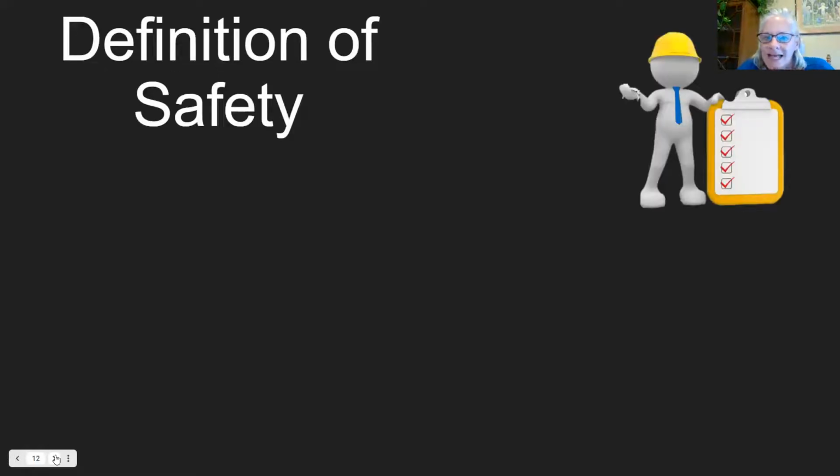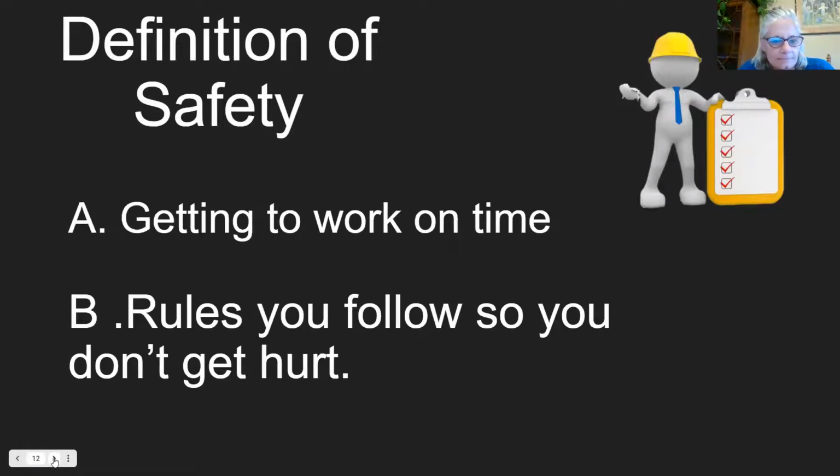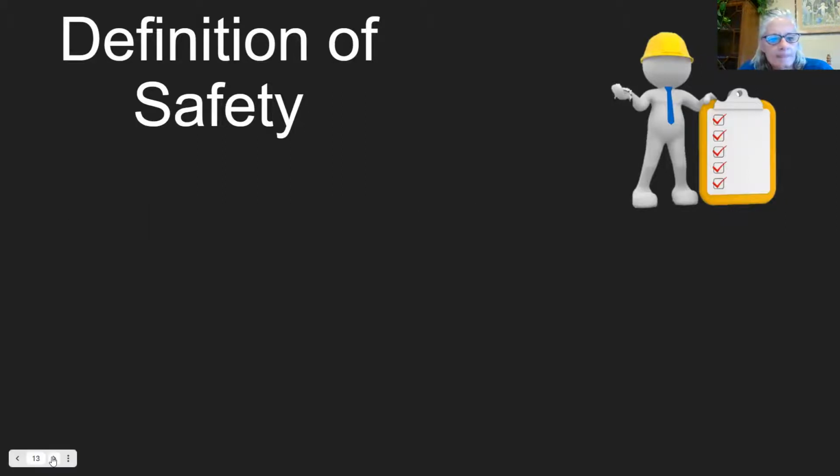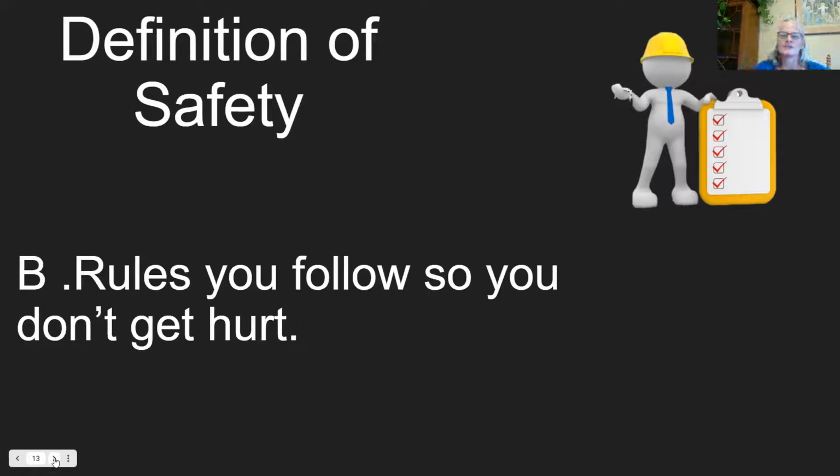Okay, what did we say the definition of safety was? Was it A, getting to work on time, or B, rules you follow so you don't get hurt? If you said B, you would be correct. Rules you follow so you don't get hurt.